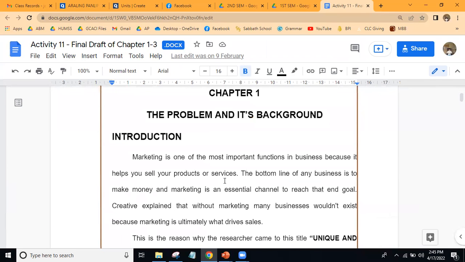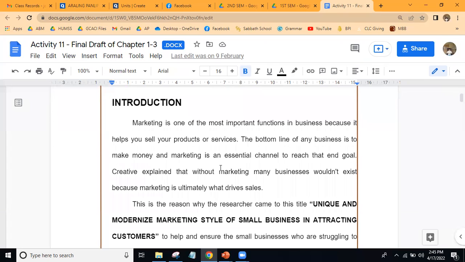Now, let's see kung paano sila gumawa ng introductions. So first thing they did ay define nila si marketing. Sabi nila, marketing is one of the most important functions in business because it helps you sell your products or services.